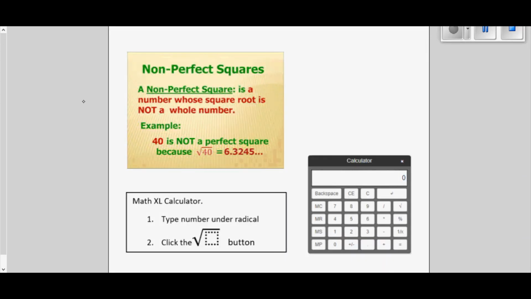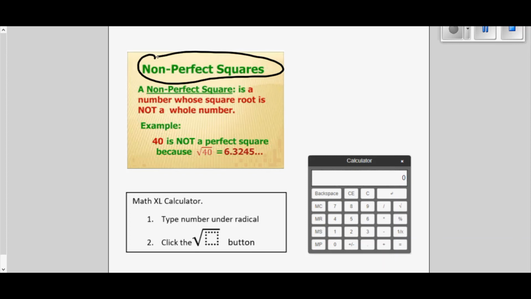So when we're working with square roots, we're not always going to end up with whole numbers when we take a square root, because not every number is a perfect square. So we will have cases where we're taking the square root of a number that's not a perfect square. If that's the case, then what's going to happen when you take the square root in your calculator is that your answer is going to be a decimal.